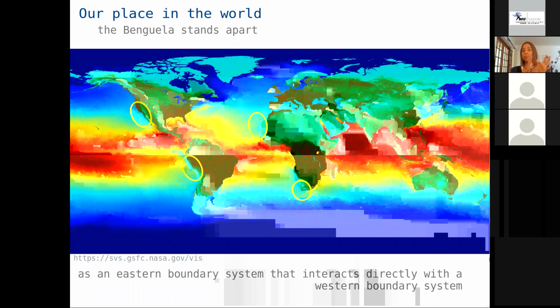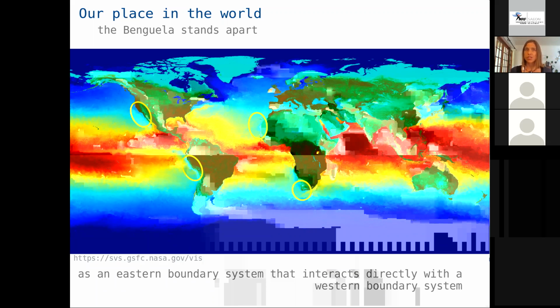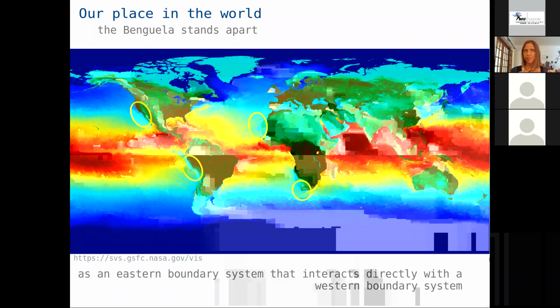So the 4 major eastern boundary upwelling systems share many similarities, but the Benguela is quite different to all of them in that it is the only system in which a western boundary current directly interacts with an eastern boundary current system.